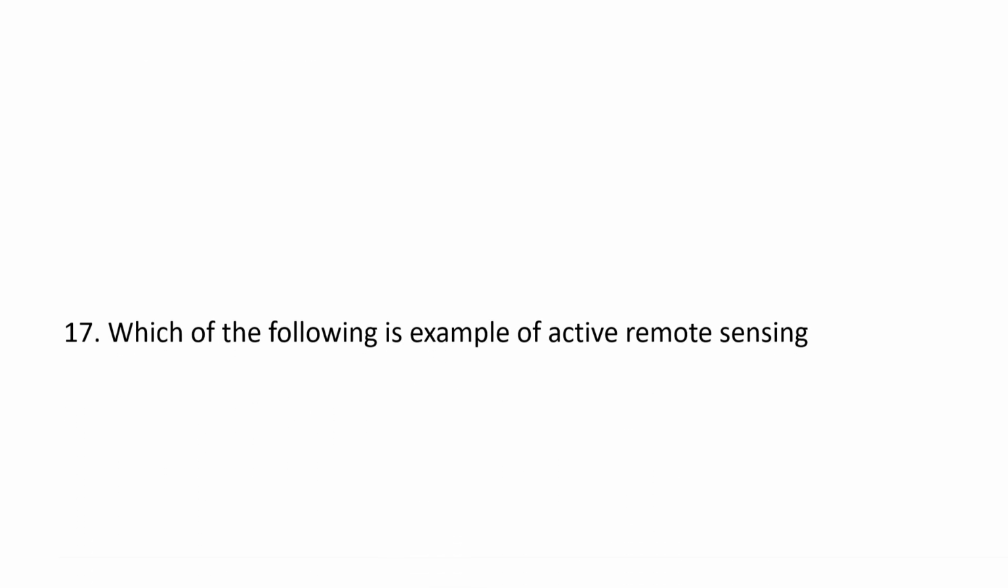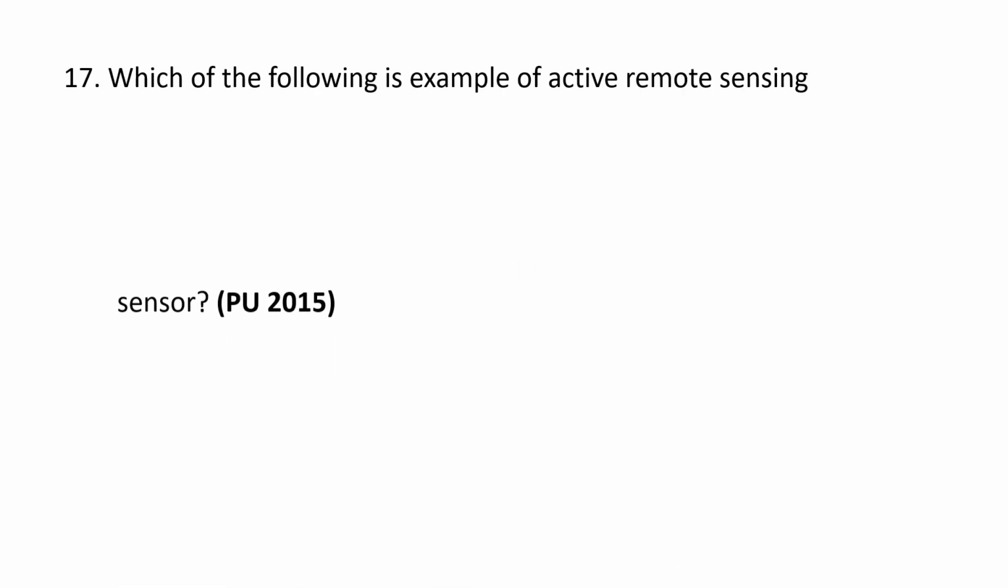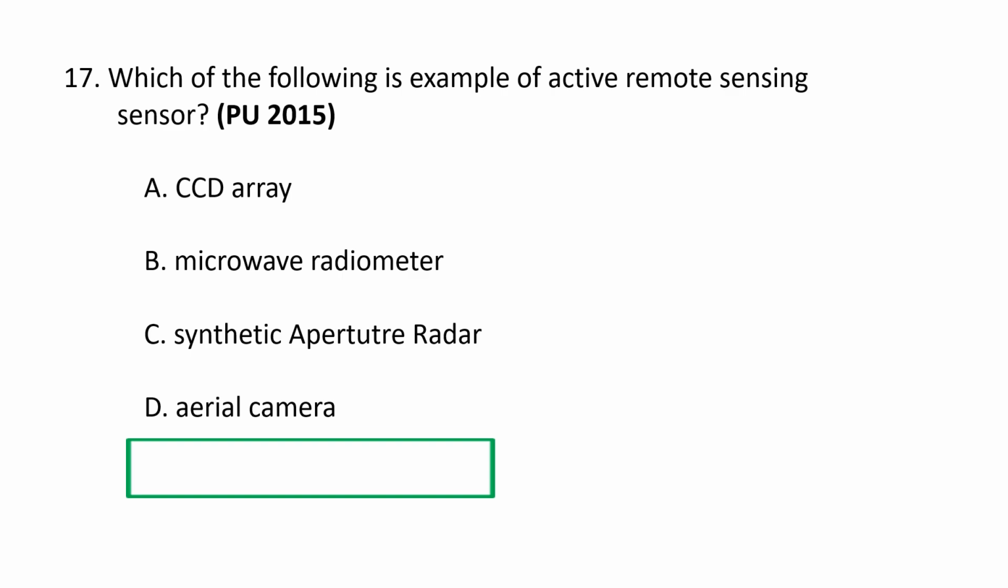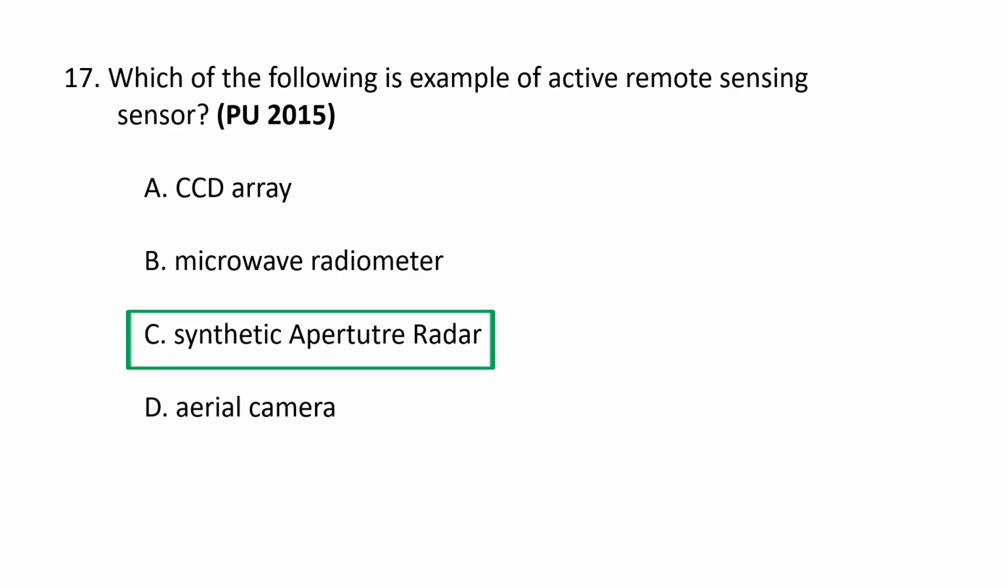Next question. Which of the following is example of active remote sensing sensor? A. CCD array, B. Microwave radiometer, C. Synthetic aperture radar, and D. Aerial camera. Example of active remote sensing sensor is synthetic aperture radar. Synthetic aperture radar, SAR, is a prime example of an active remote sensing sensor because it emits its own electromagnetic waves and then records the reflected signals to create images, unlike passive sensors that rely on existing radiation. So C, synthetic aperture radar is the correct option.